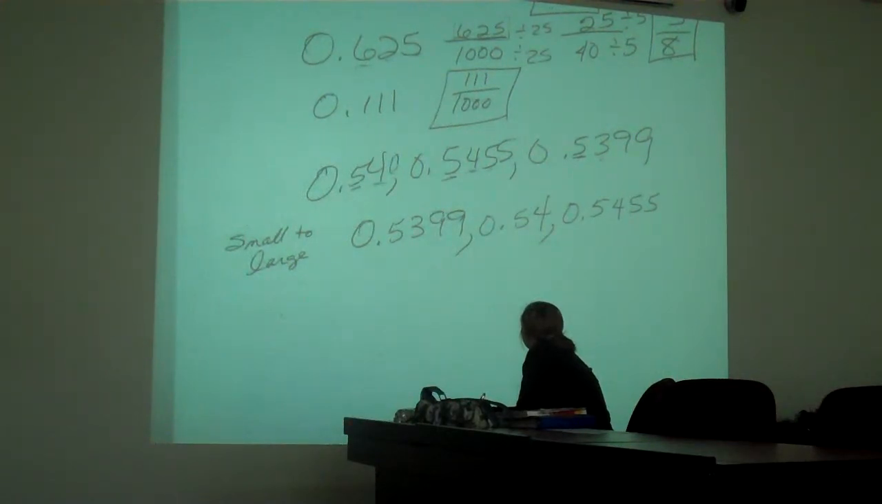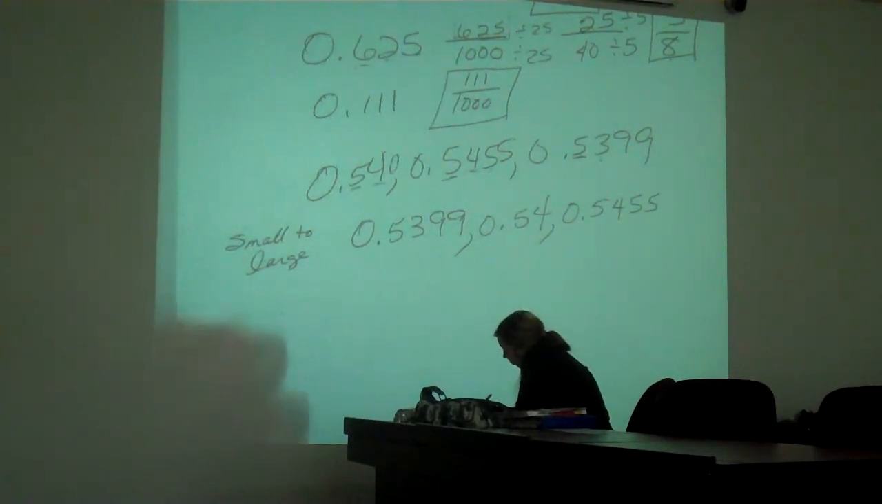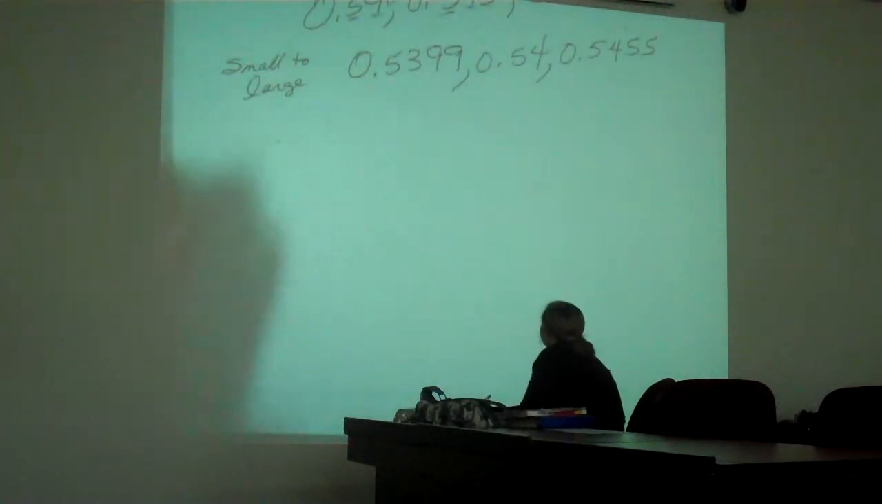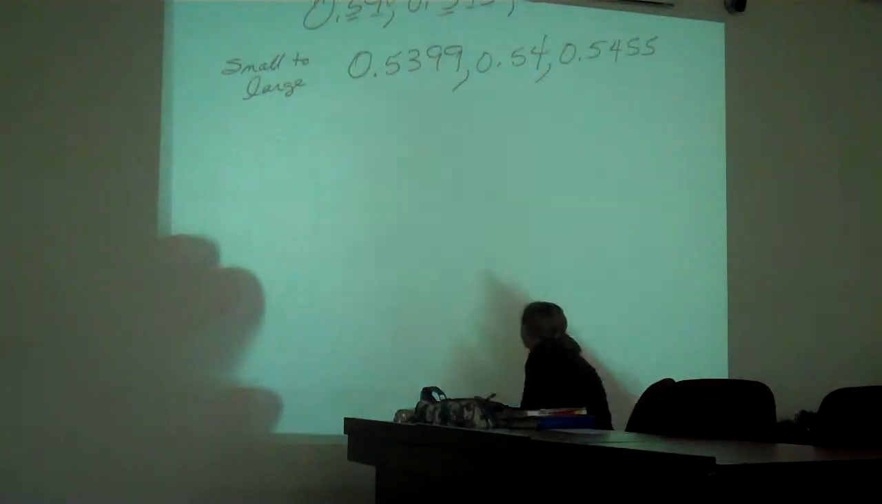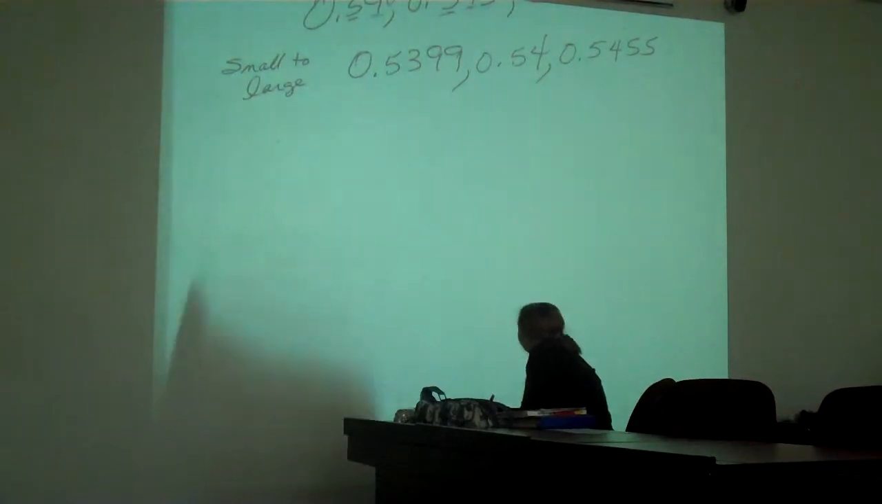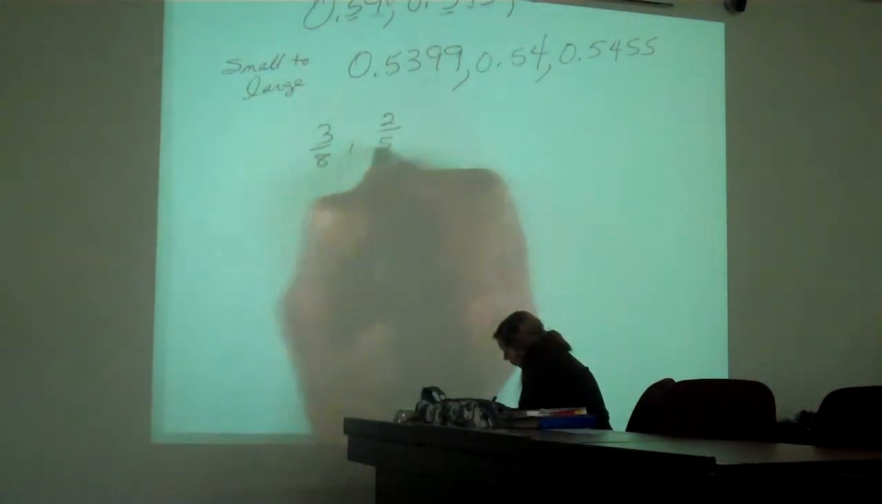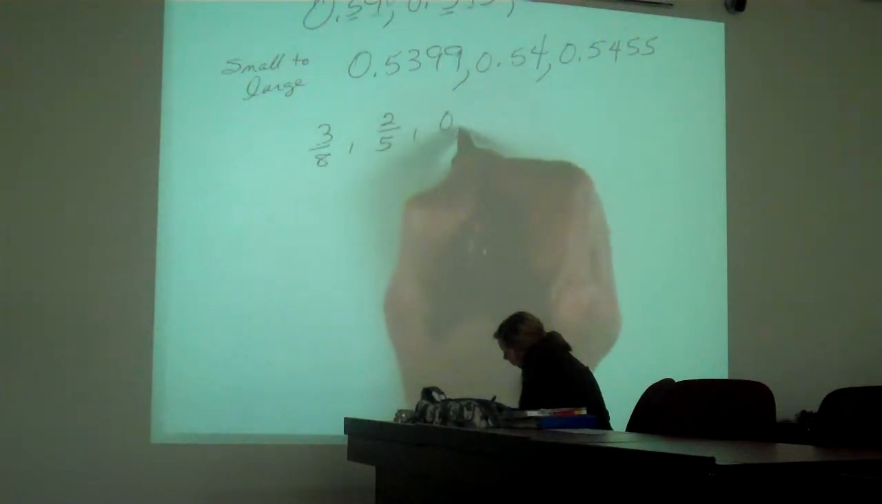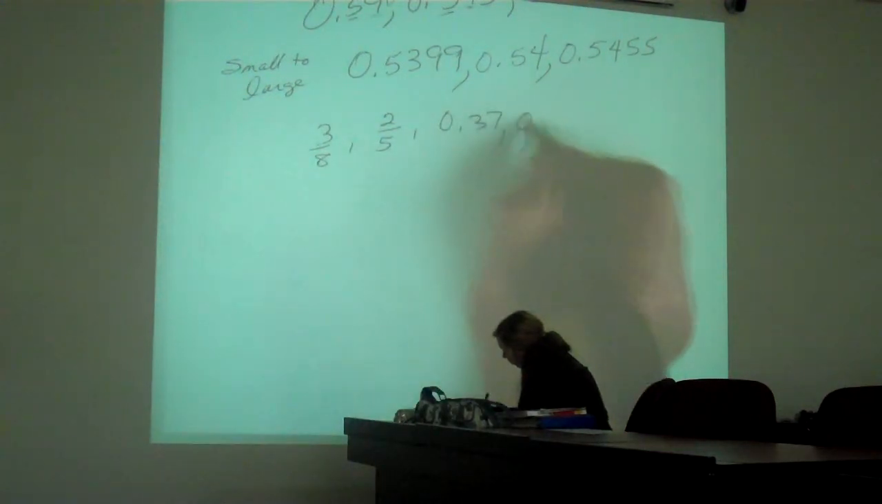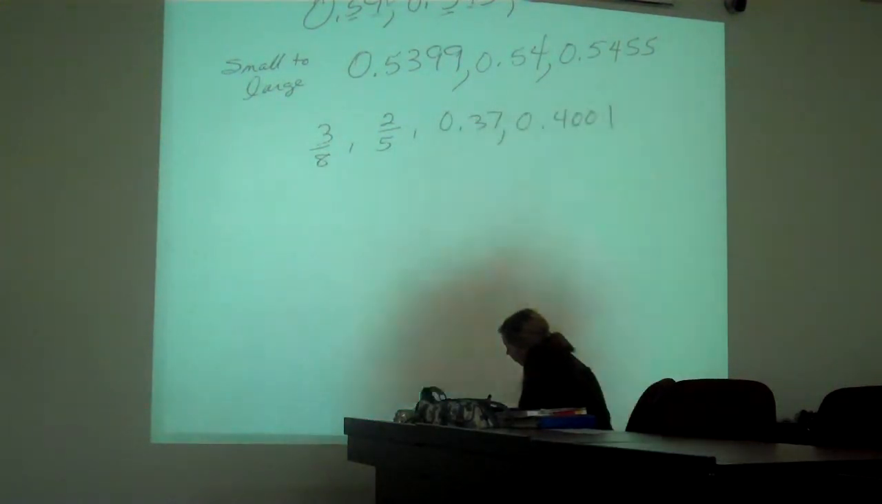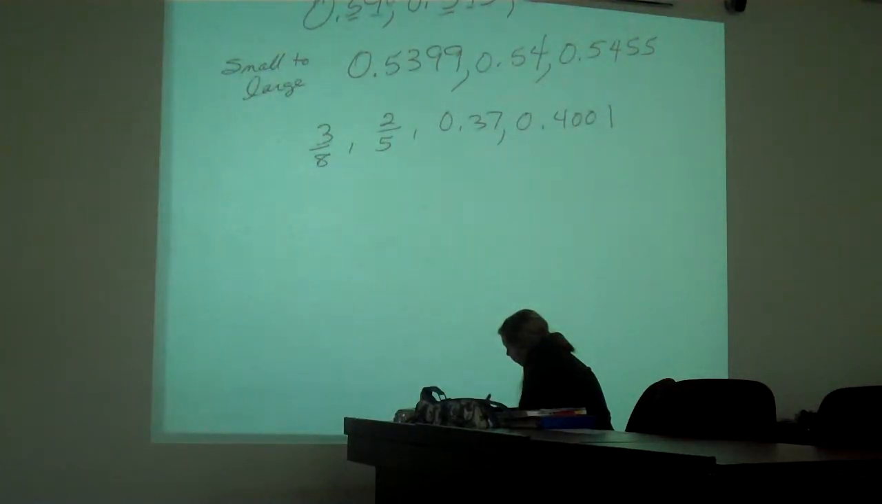What if they're mixed up? Decimals and fractions mixed up. You need to learn those because they're going to be on the test, so let's do some of them. Okay, let's do one like this. 3/8, 2/5, 0.37, and 0.4001.